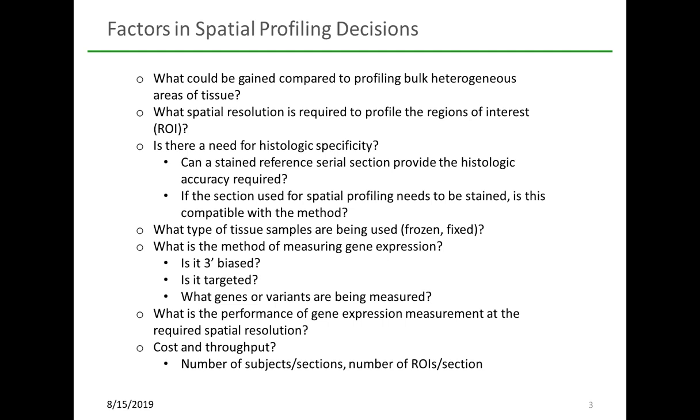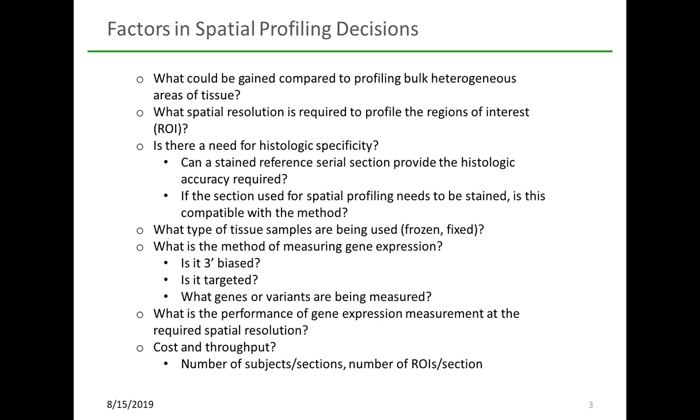So what are some of the factors that go into making the decision of whether spatial profiling is necessary for someone's project? And what are the considerations in terms of picking a platform to carry that study out? The first is, what's to be gained with spatial profiling versus profiling a bulk heterogeneous area of tissue? And I will address that.